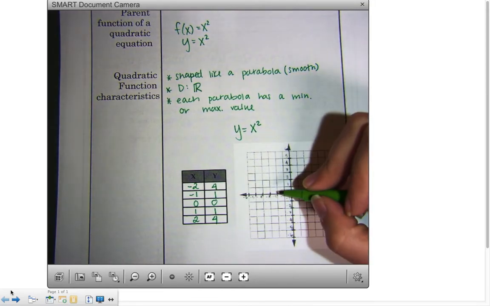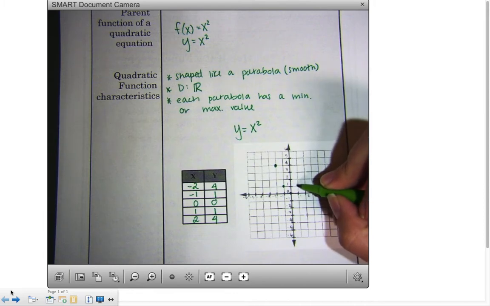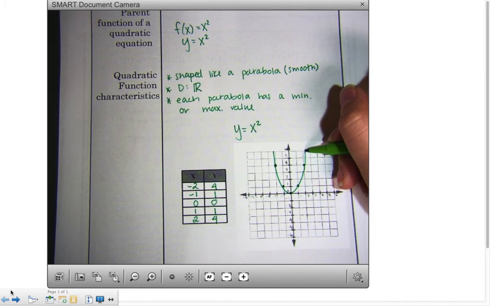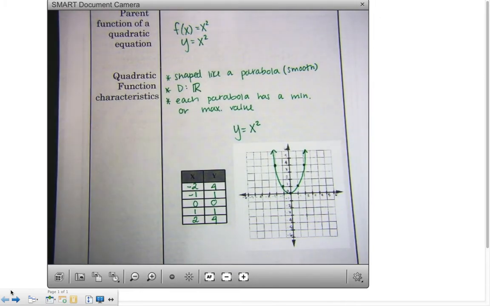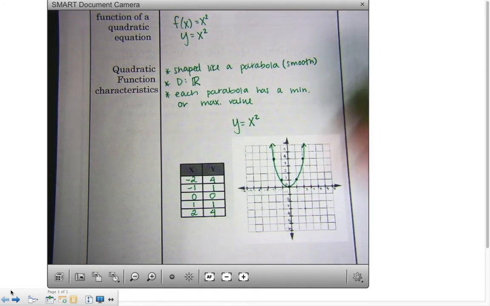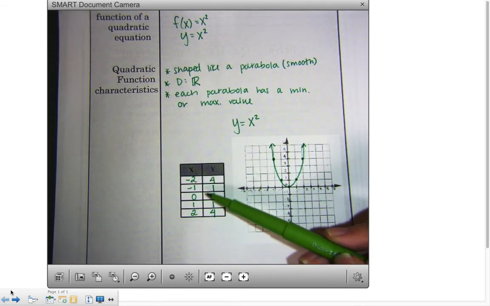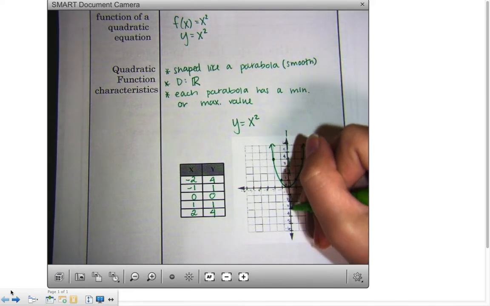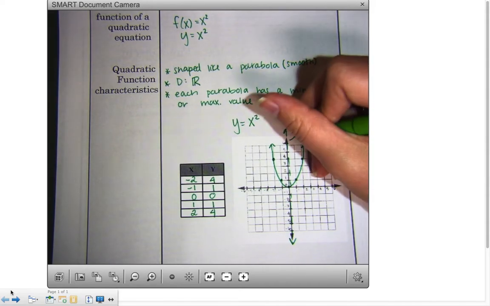We can plot each one of those points. And if you connect them with a smooth curve, there is your parabola. Notice that it's symmetric. When I plugged in -2 and I plugged in 2, I got the exact same output, and same with -1 and 1. Just like with graphs of absolute value functions like we looked at earlier in the year, it's got an axis of symmetry.